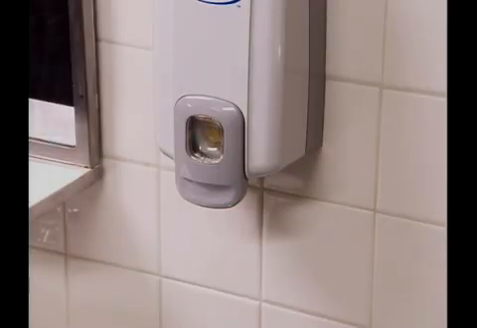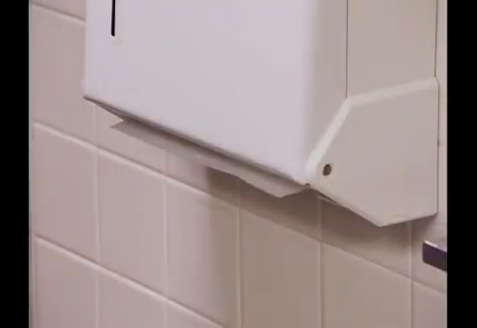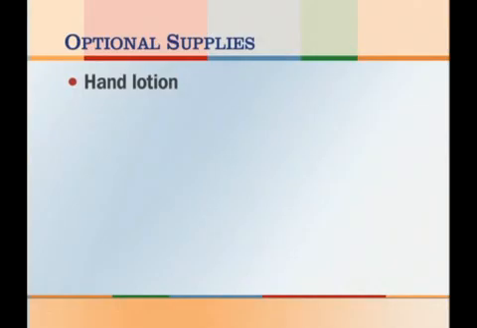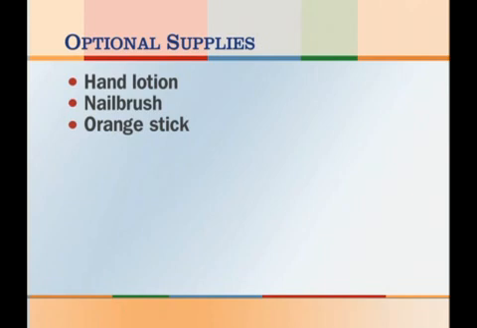It's likely that the supplies you need will already be present at the hand washing area. If not, it's your responsibility to locate any necessary supplies, such as soap or another facility-approved cleansing agent, paper towels, and a waste container. As optional supplies, you might consider hand lotion, or, in certain healthcare settings, or if your nails are visibly soiled with blood or other substances, a nail brush or an orange stick.